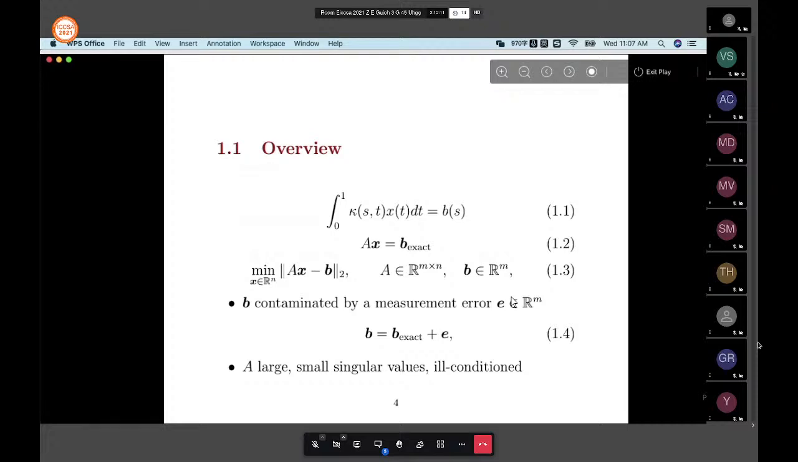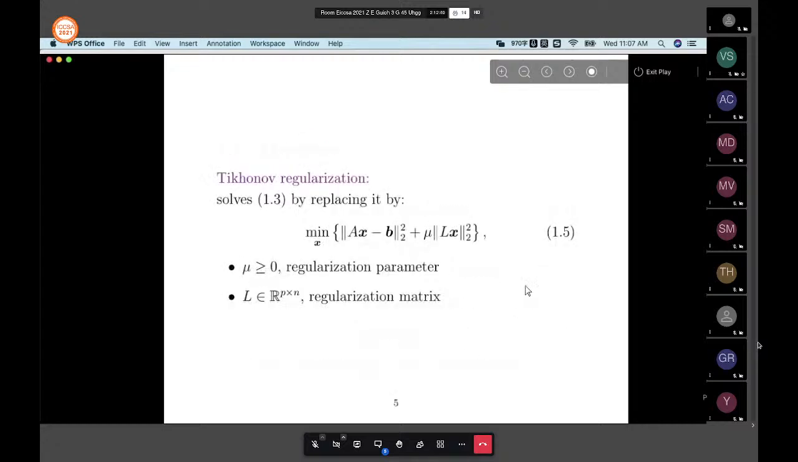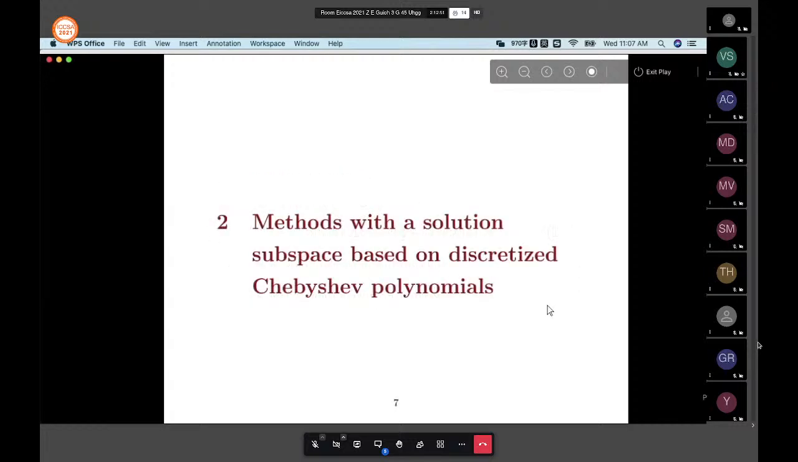So first, we are concerned about the inverse problem. The linear system stems from an ill-posed integral equation, and a lot of the time we solve a least squares problem instead. Because the observed data is usually contaminated, and because the matrix A is ill-conditioned, we need to regularize it. The problem that we are actually solving is the regularized problem 1.5, the Tikhonov minimization problem. And then I will introduce the Chebyshev methods.